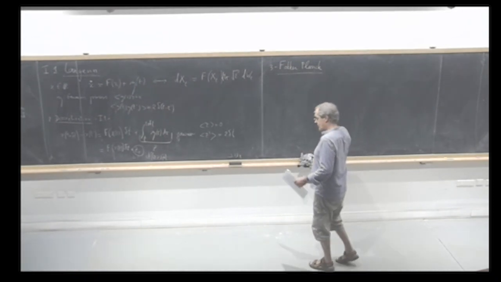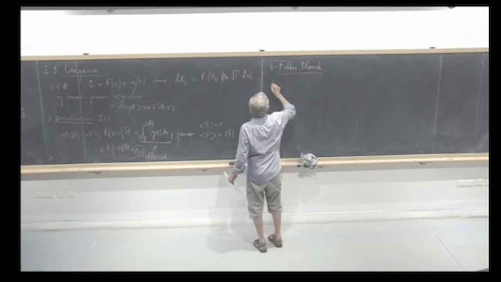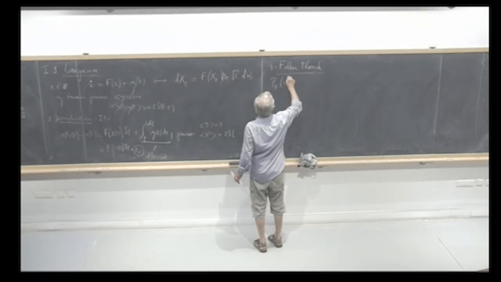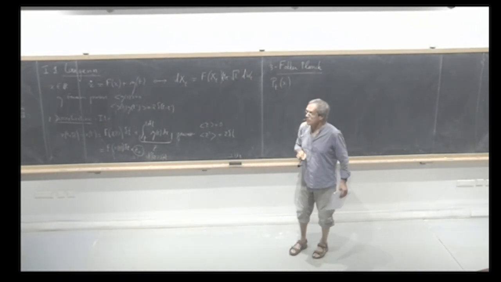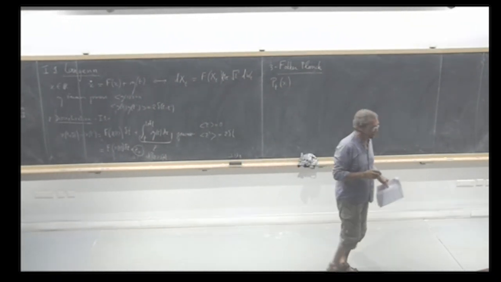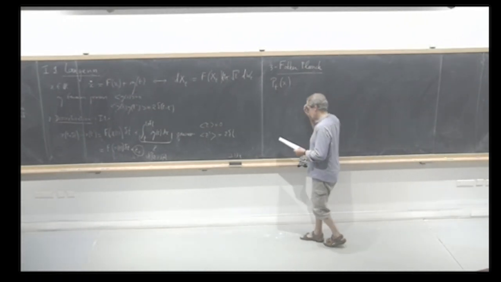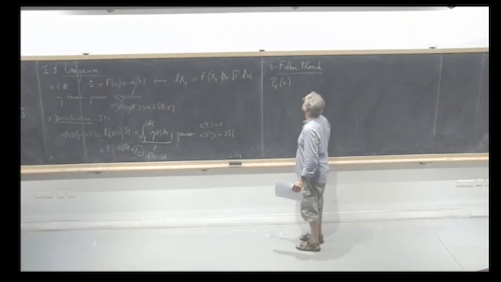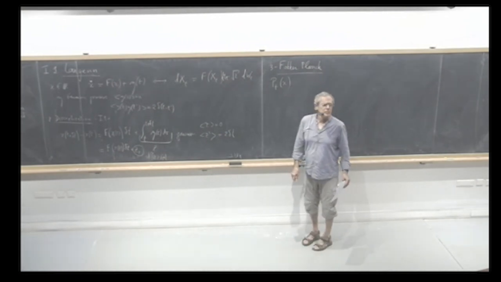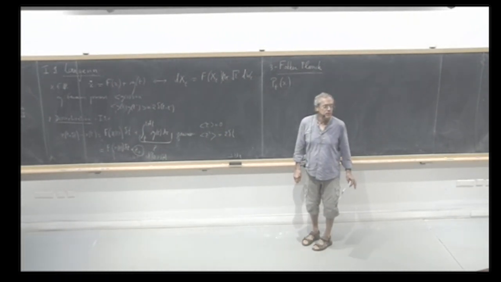So, the Fokker-Planck equation. If we call P_t of x the probability density of the particle at point x at time t, we can look at the evolution of P_t of x. Is it useful that I do it? It takes me 5 minutes, or you have seen it already many times.